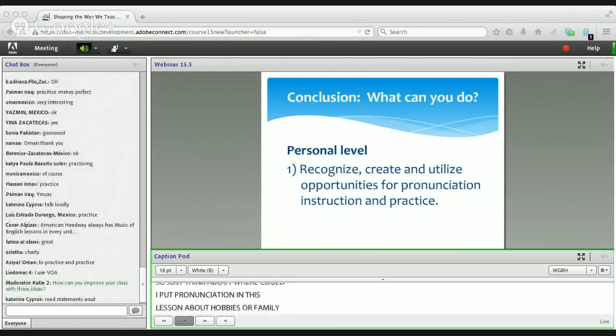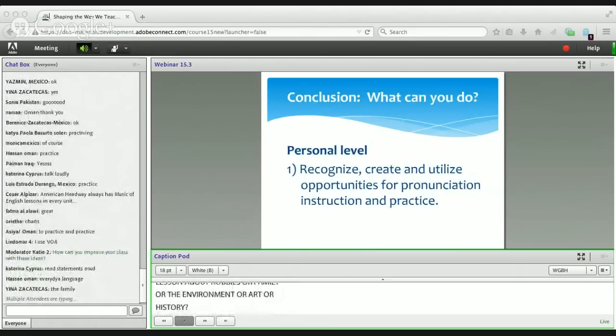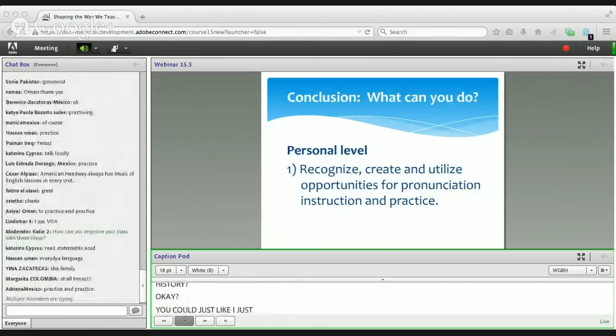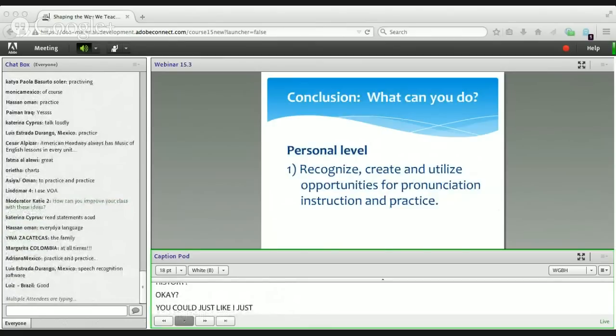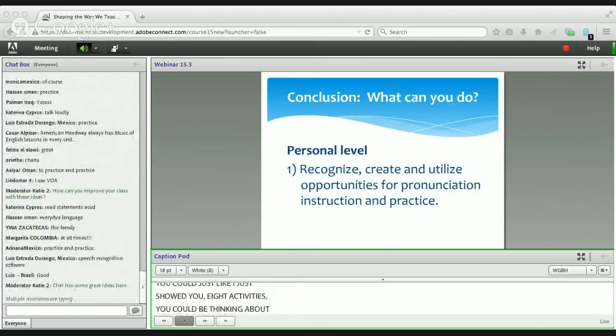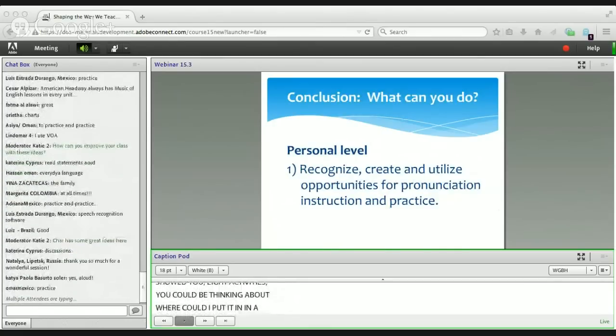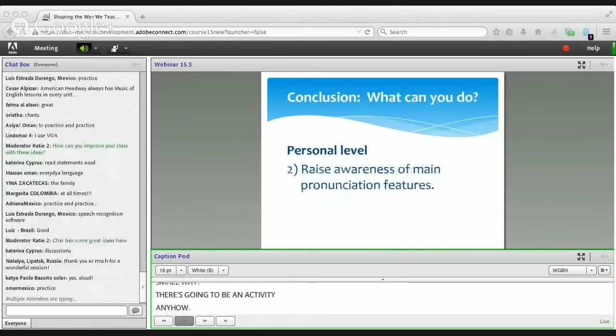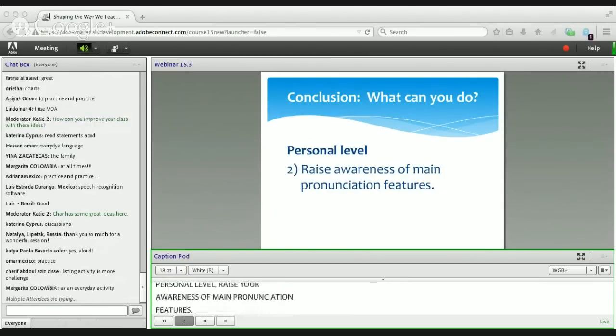You could, just like I just showed you, eight activities, you could be thinking about, where could I put it in a small way? They're going to do the activity anyhow. How could I give a little pronunciation tip and have them practice that as they're doing the activity? Personal level, raise your awareness of main pronunciation features. If there were some terms today, word stress, intonation, rhythm, linking, blending, learn more about them.